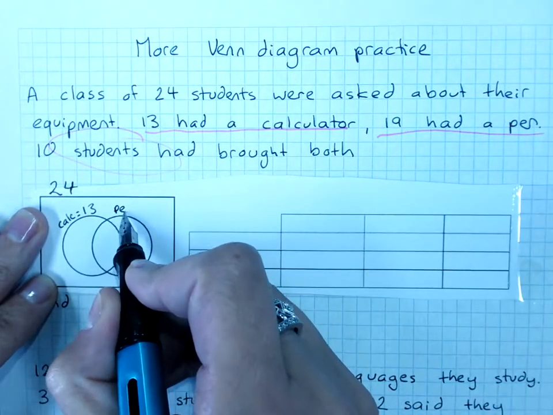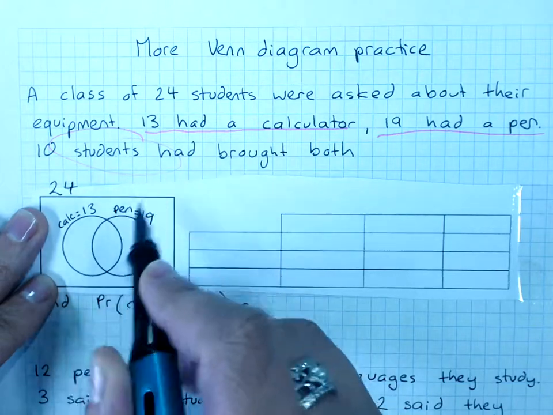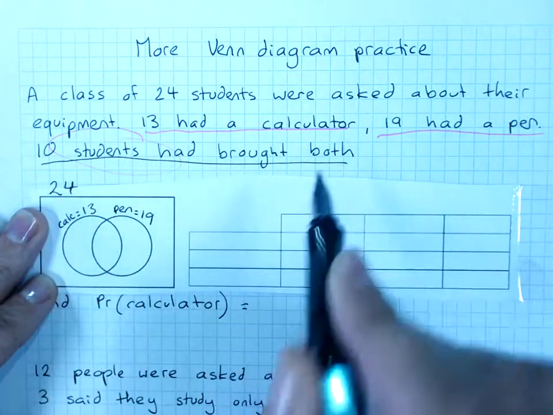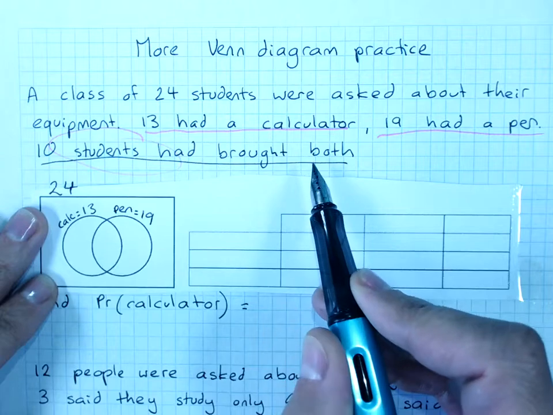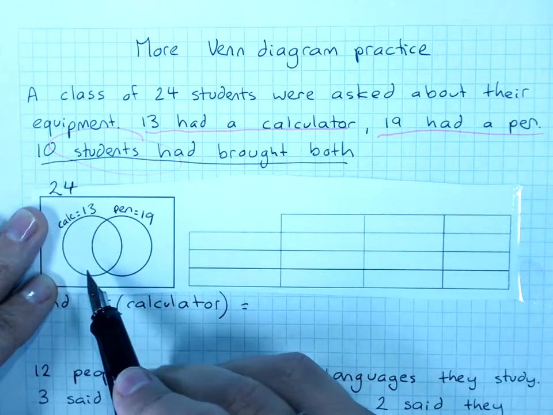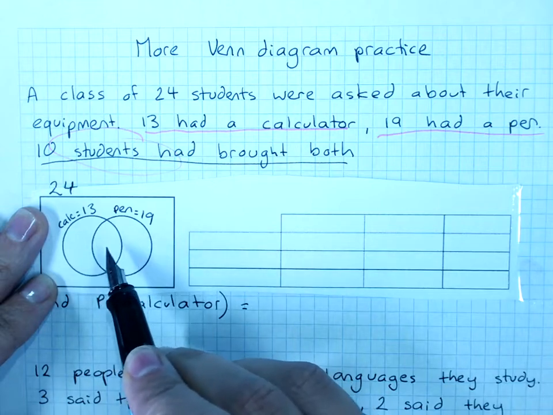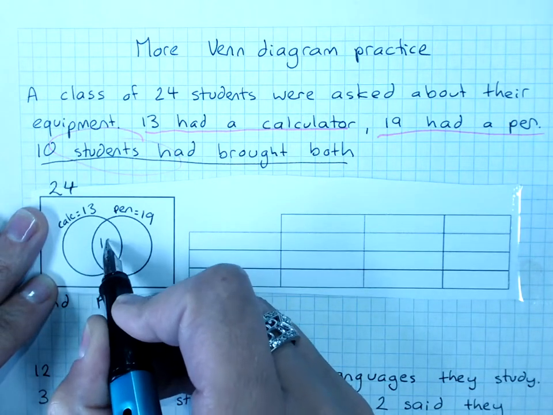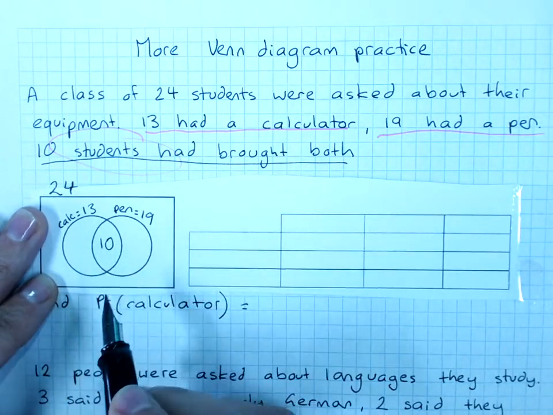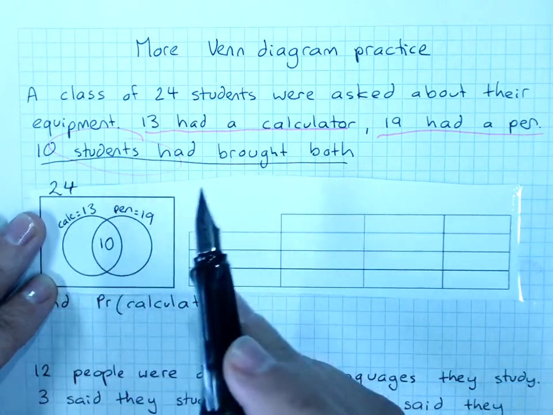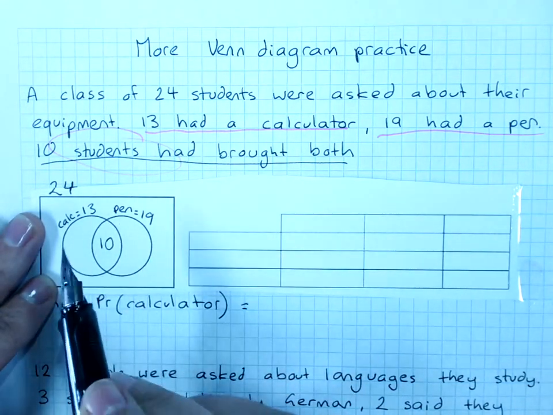Pen, 19 people. 10 students had brought both. So that's 10 people who are in both the calculator circle and the pen circle. So where the circles overlap, there's 10 people and they have both. When you've got those numbers in, you can start to work out the others.